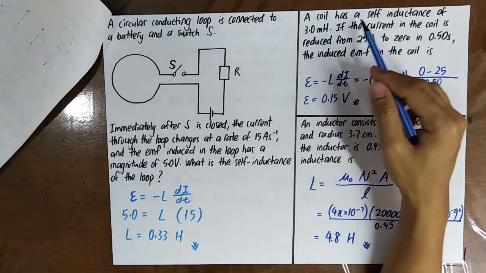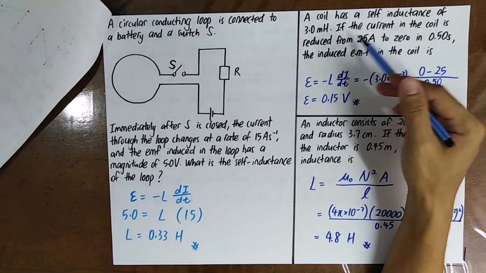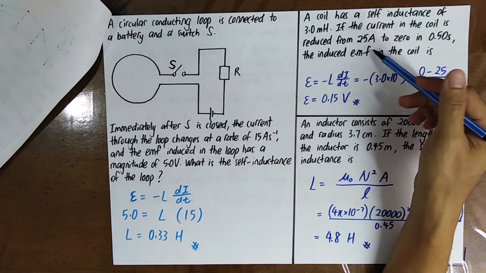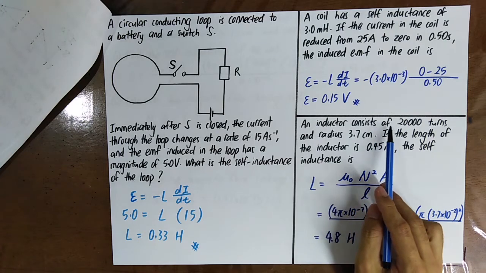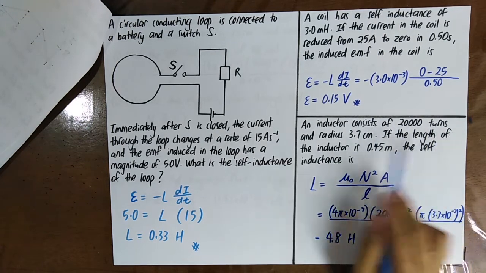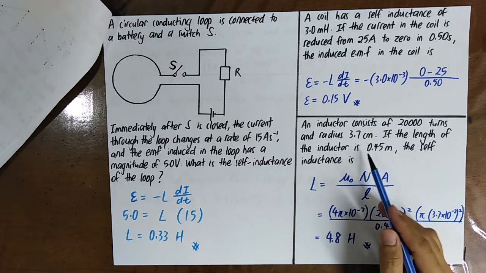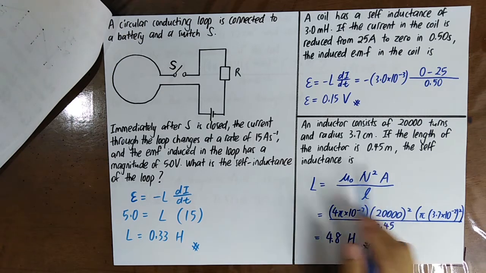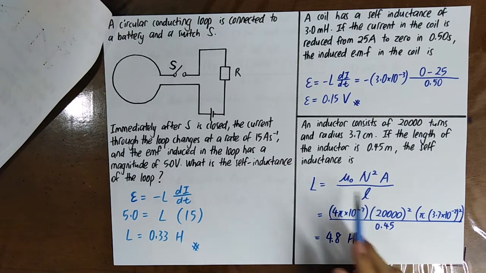A coil has a self-inductance of 3 millihenry. If the current in the coil is reduced from 25 amperes to 0 in 0.5 seconds, the induced EMF in the coil is, okay, this one. An inductor consists of 20,000 turns and radius 3.7 centimeters. If the length of the inductor is 0.45 meter, the self-inductance is, okay, just now you already learned how to derive L equals mu naught n squared A over l. Then you know that the unit for the self-inductance is henry.